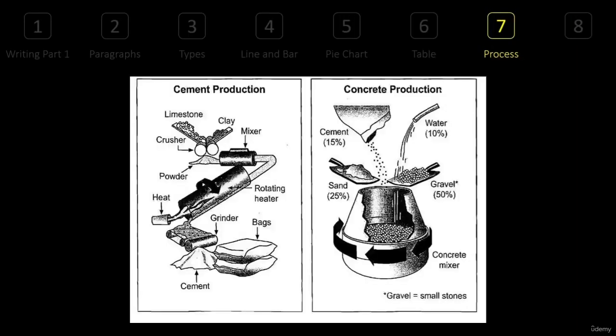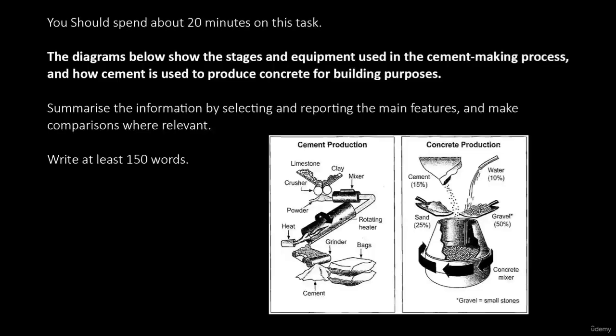A process diagram is a diagram which shows a process, simply speaking. So this is cement production as well as concrete production, and they're asking you to write about two different images. That's fine. Sometimes you get a single image to show a single process, sometimes you get two. Process diagrams are a little bit tricky. Let me show you what kind of question you get.